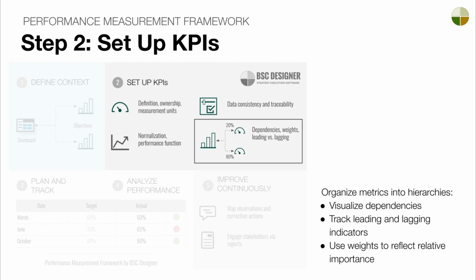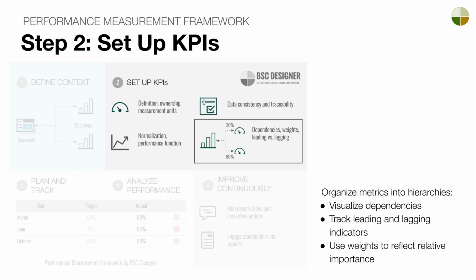In your scorecards, you're not dealing with just one KPI. You'll work with a hierarchy of metrics linked to specific goals. This allows you to see how KPIs contribute to shared objectives, distinguish between leading and lagging indicators, apply weights to better reflect the impact of each metric on overall performance.